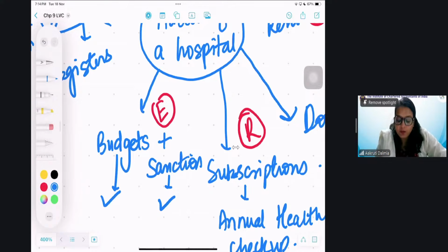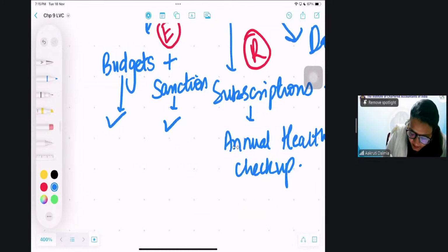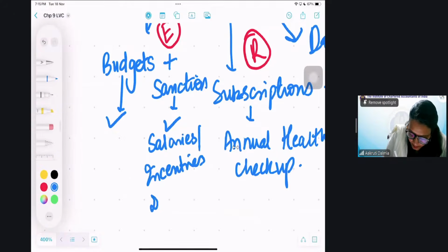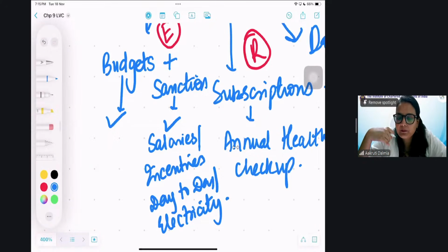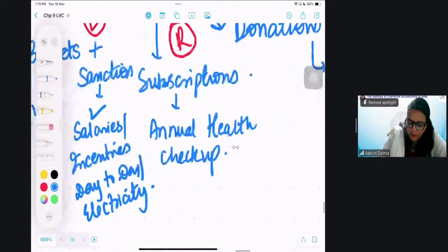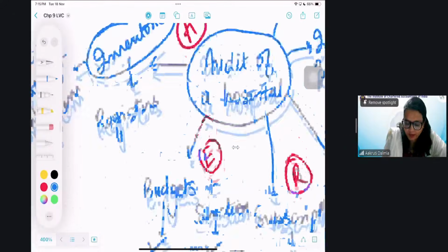sanction. Very good, Archana. So, suppose you are writing, I told you that all expenses should be sanctioned. So, here in examples, you can write that we have to do authorization of salaries, incentives, day to day expenses like electricity. Very good, Archana. So, now you found a way. This is your main game. Underneath it, you can write as many points. Okay. So this point is done. So subscriptions, expenditure, budgets and sanction, maintenance expense also comes under budgets and sanction.